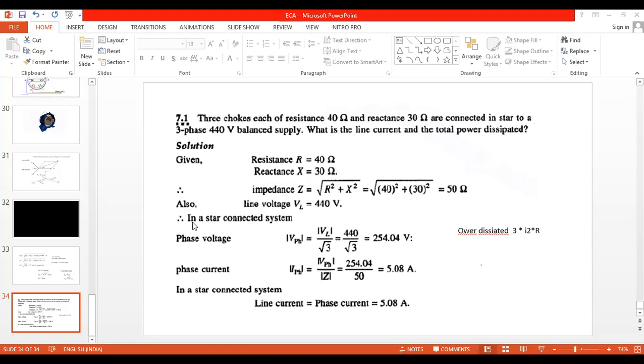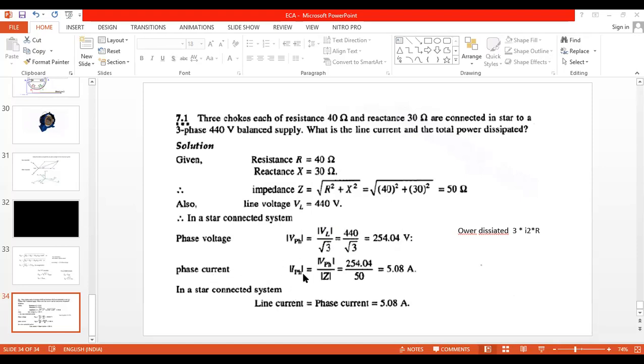Now in a star connected system, what is the formula for star? Line voltage equals root 3 into phase voltage. So phase voltage equals line voltage by root 3, 440 by root 3. In the calculator, you must have it. So what is the answer we are getting? 254. So immediately calculate the phase current.